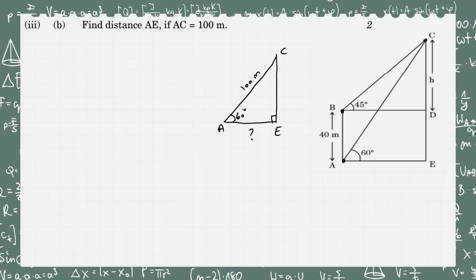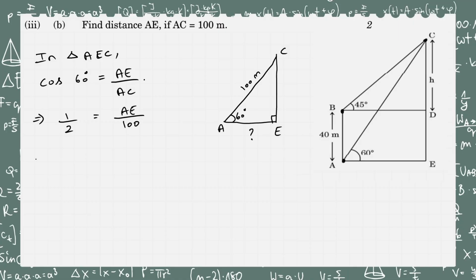So we can use the cos of the angle. So in triangle AEC, cos 60 degrees equals base by hypotenuse, right? Base is AE and hypotenuse is AC. So cos 60's value is 1 by 2, remember? 1 by 2 equals AE is unknown and AC is 100. By cross multiplication, we have 1 by 2 into 100 equals AE. That implies AE equals 50 meters, right?